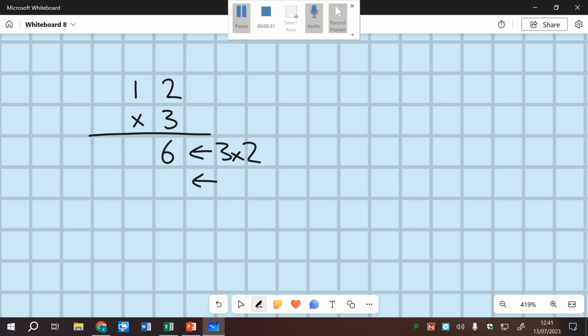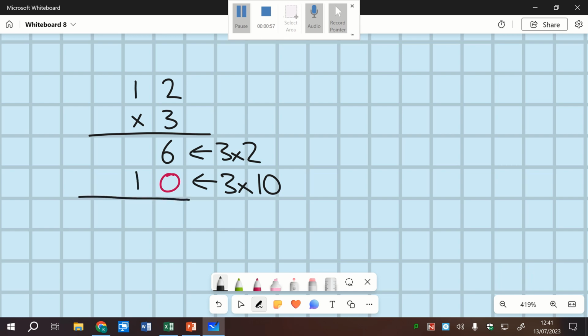All right, and I'm going to do this on the next line down. 3 times the 1. But of course, it's not really a 1. The 1 is in the tens column, so it's 3 times 10. Now, what I do with this, and you don't have to call it what I call it, is I put a magic 0 in here. I call it a magic 0 because it just makes life easier. I haven't got to do 3 times 10, I can just do 3 times 1. And I just put the answer in here.